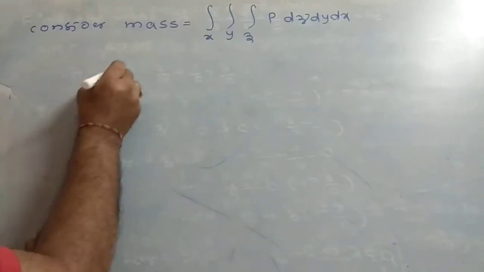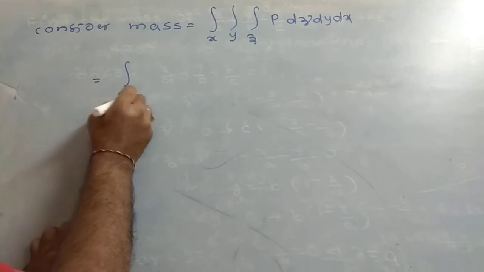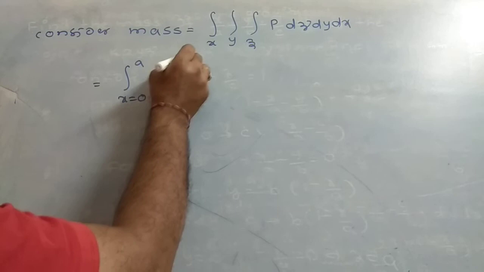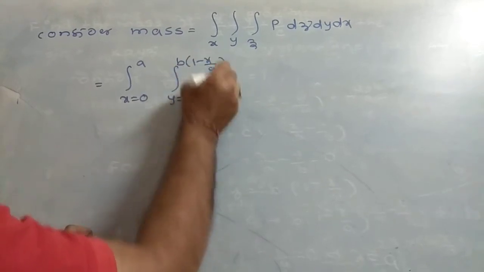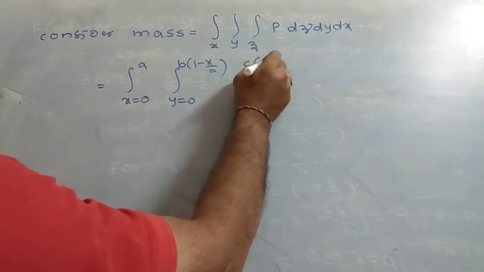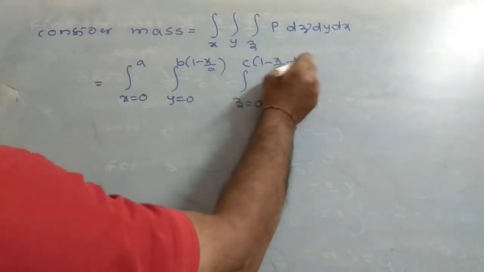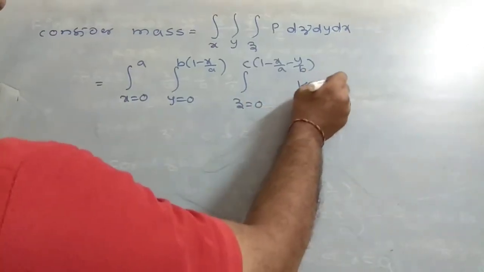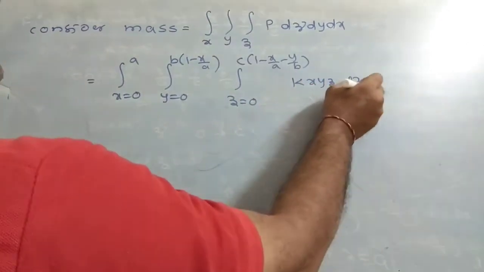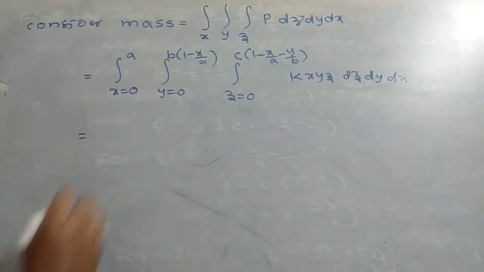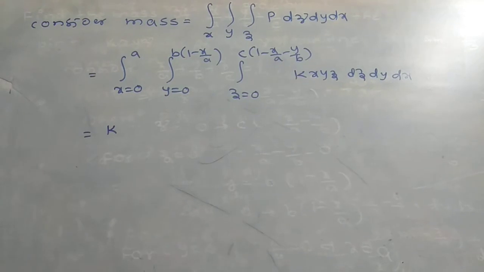Now this is equal to x integral with limits 0 to a, y integral 0 to b into 1 minus x by a, z integral 0 to c into 1 minus x by a minus y by b. And what is the p they have given? k x y z, with dz, dy and dx. The first thing is k is a constant, so you can take it outside.